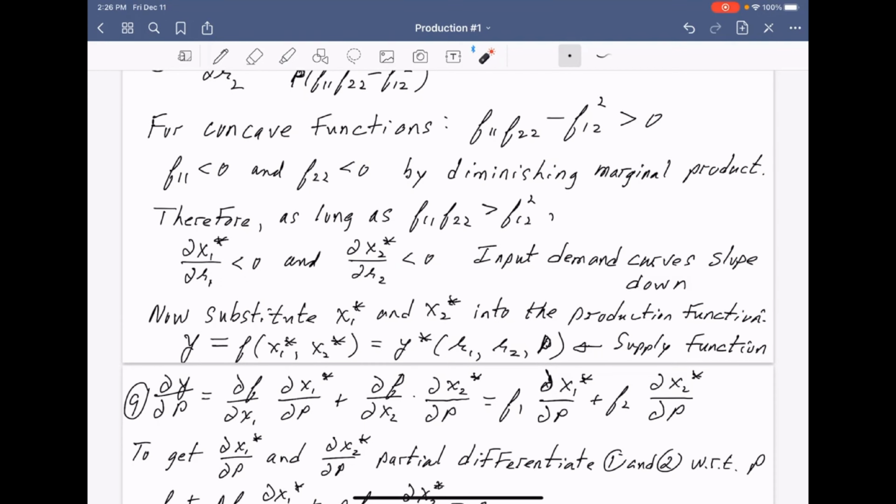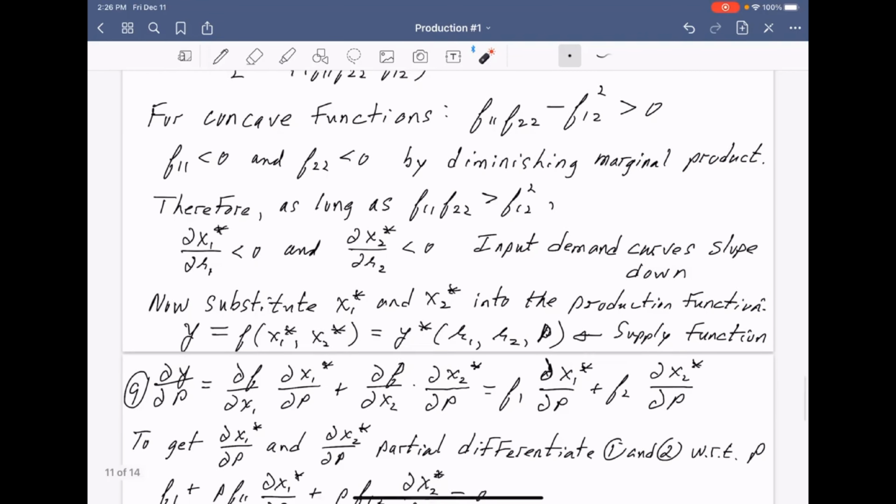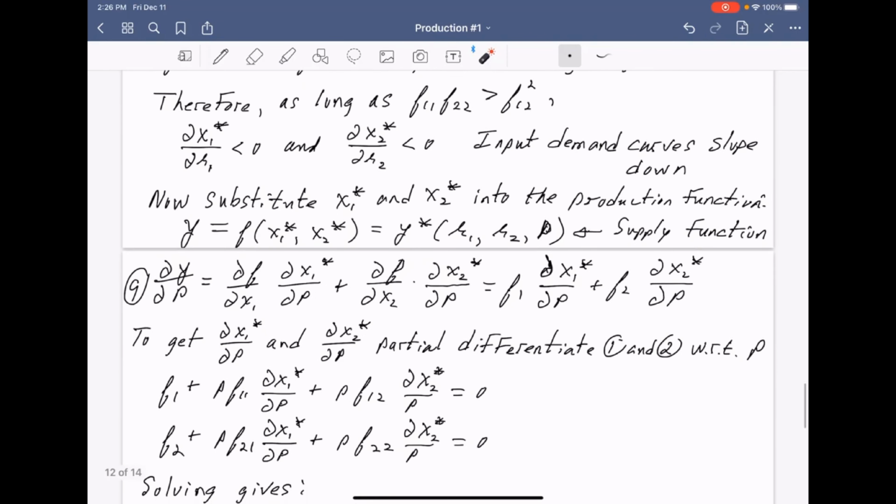Now we substitute x1 star and x2 star, the derived input demands, into the production function, and then we get the supply function, which is a function of the input prices and the output price. Then we can take that particular supply function and take the partial of it with respect to P to find out whether or not supply is upward or downward sloping. And we get this result here.